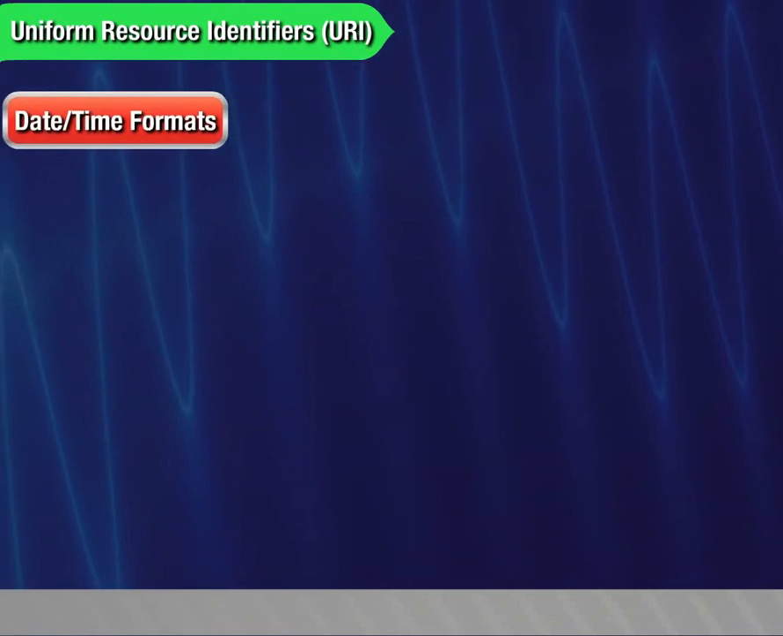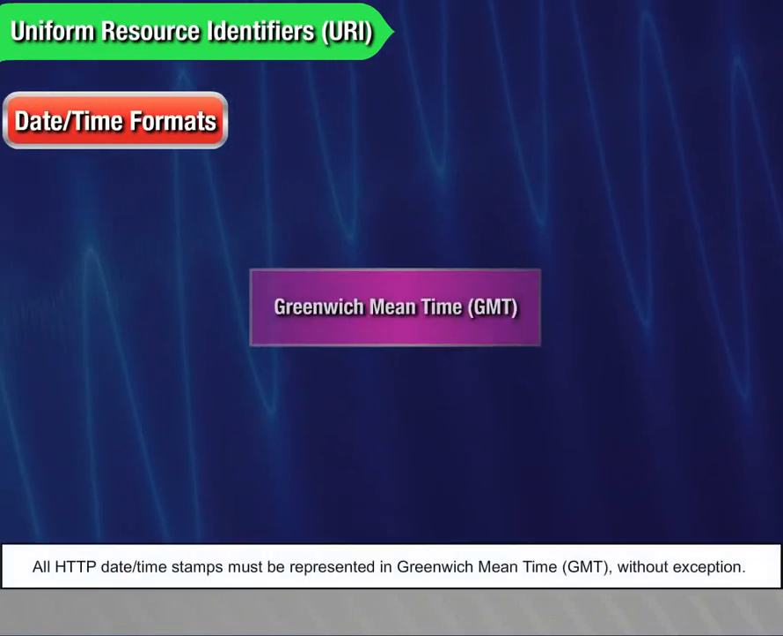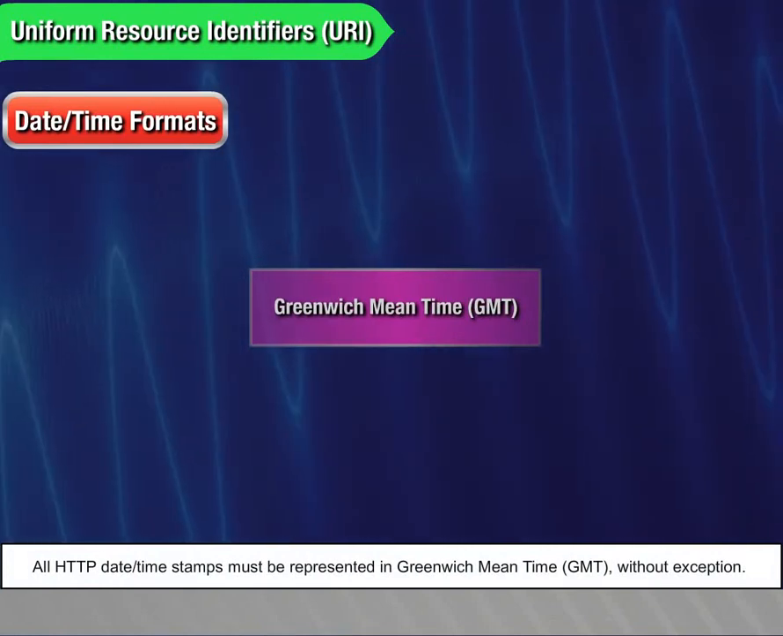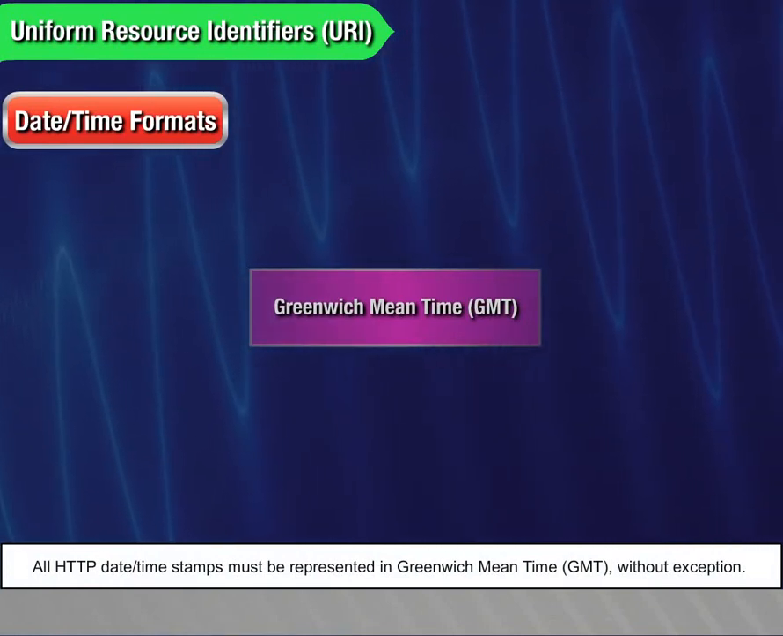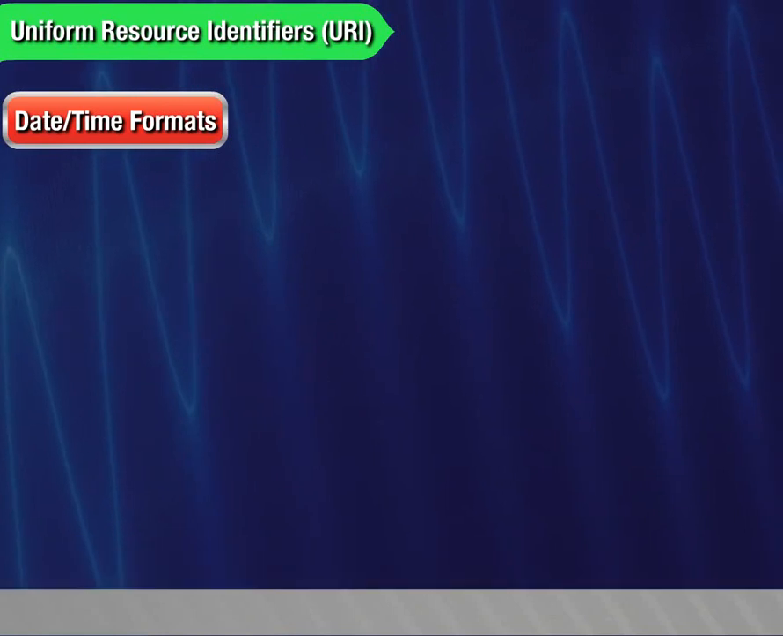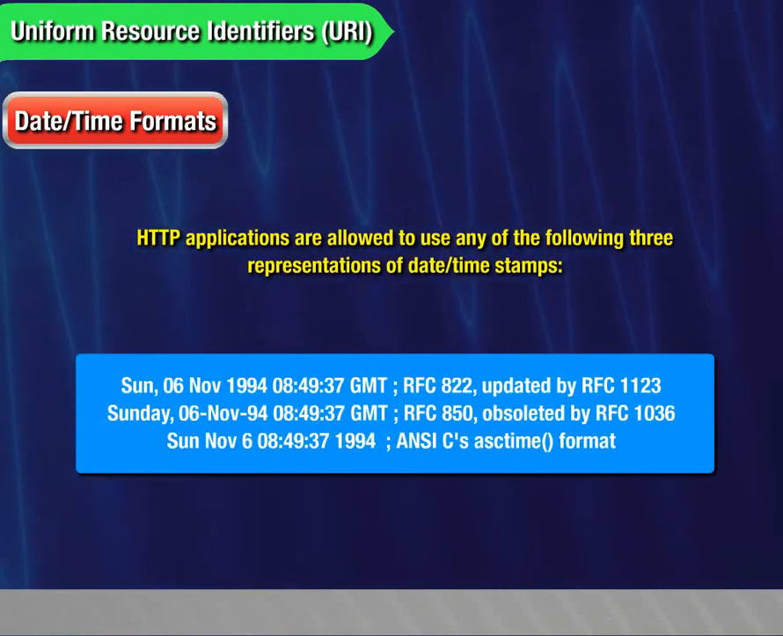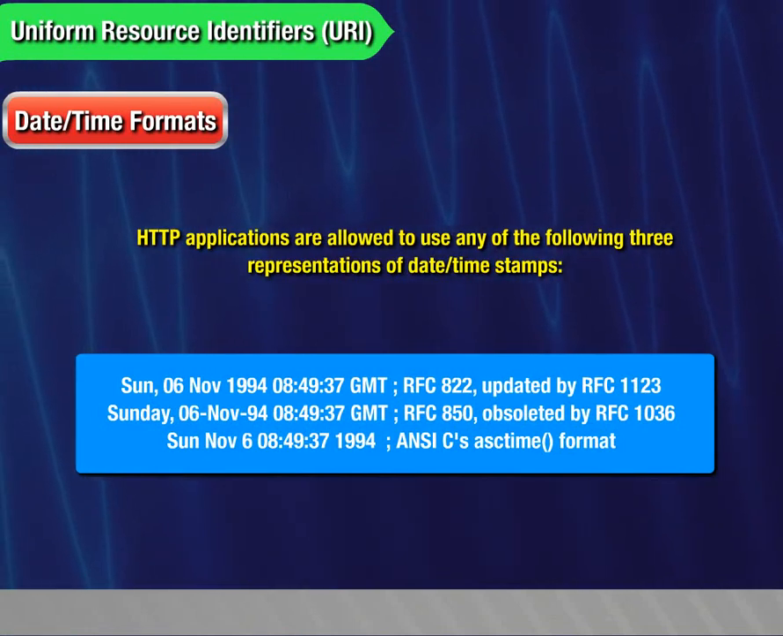Date time formats. All HTTP date timestamps must be represented in Greenwich Mean Time, that is GMT, without exception. HTTP applications are allowed to use any of the following 3 representations of date timestamps.